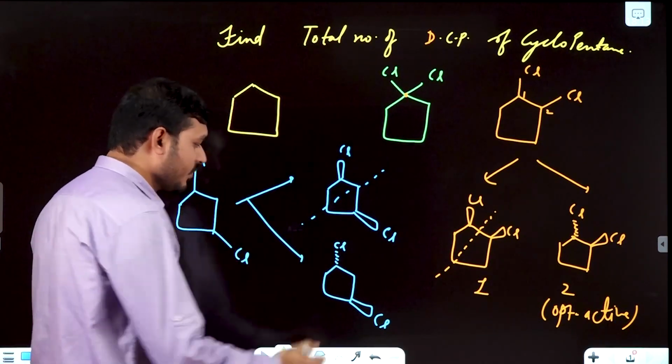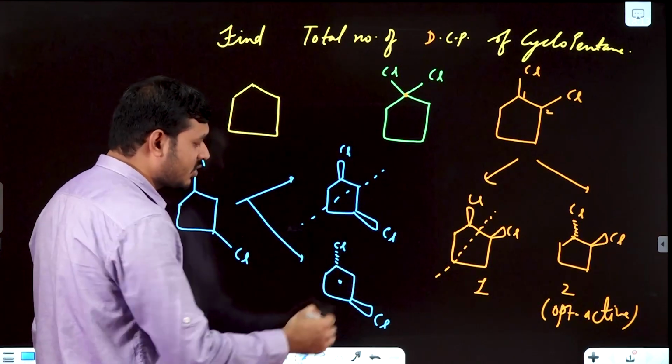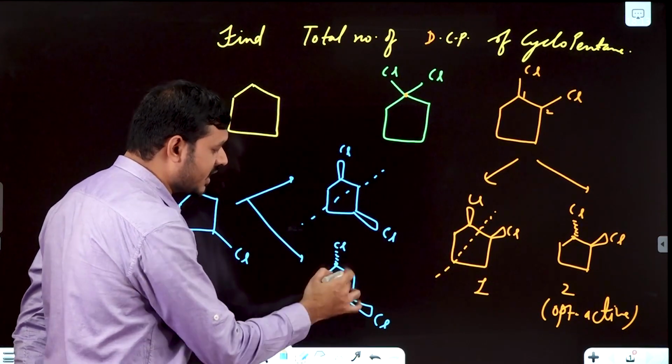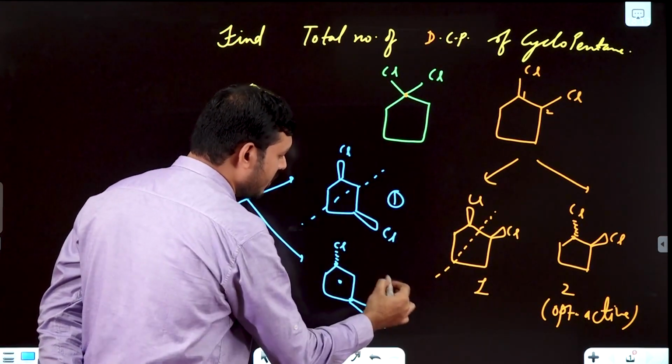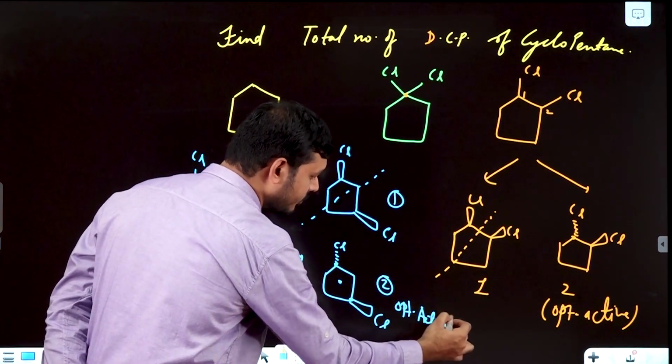So one case. Now in this case, it is the 1,3 position, so I cannot say that these two chiral centers will be having a COS. No COS here. So again, one from here and two from here, because it is optically active.